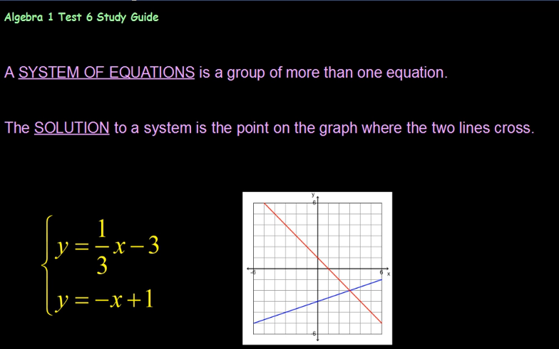Now, I showed you this at the beginning, right? We said a system is a group of more than one. The solution to a system is the point where the two lines cross, right? So that's what we've just been doing on those last 4 problems, is looking at the graph and seeing where does it cross.